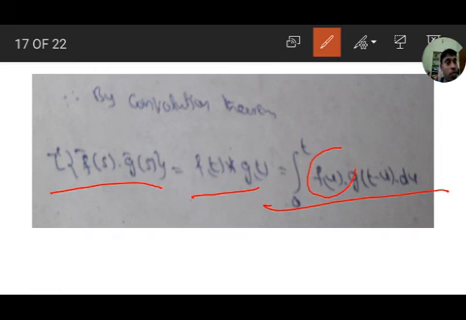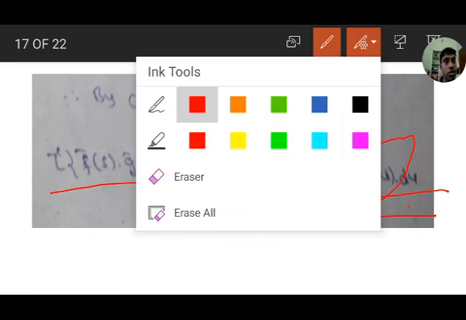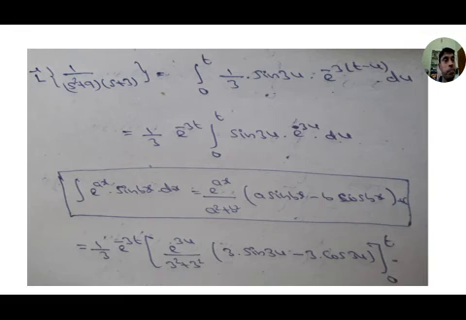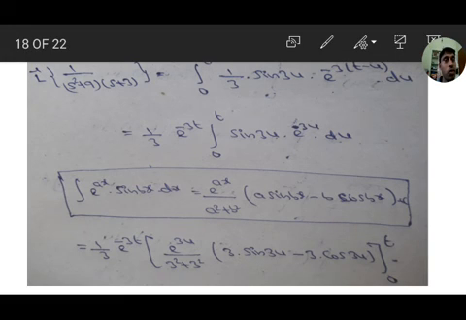Means substitute f of u value, g of t minus u value, simplify, integrate and substitute the limits. So we get f of t equal to 1 by 3 sin 3t. In place of t you have to substitute u, so we get 1 by 3 into sin 3u, and g of t equal to e to the power of minus 3t, so g of t minus u equals e to the power of minus 3 into t minus u.